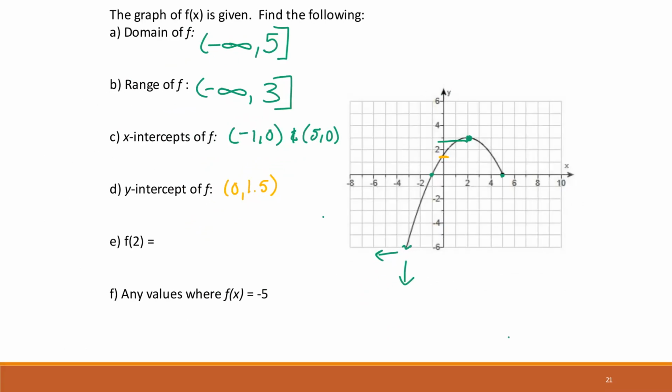All right, so then we can take a look at f(2). Remember, when we're looking at f(2), we're looking at where x is 2 and finding the y output. The y output here is 3. And then we want to know any values where f(x) is negative 5. In that case, we are going down to negative 5 on the y-axis and seeing what our x would be. So our x in that case is negative 3. So x is equal to negative 3.